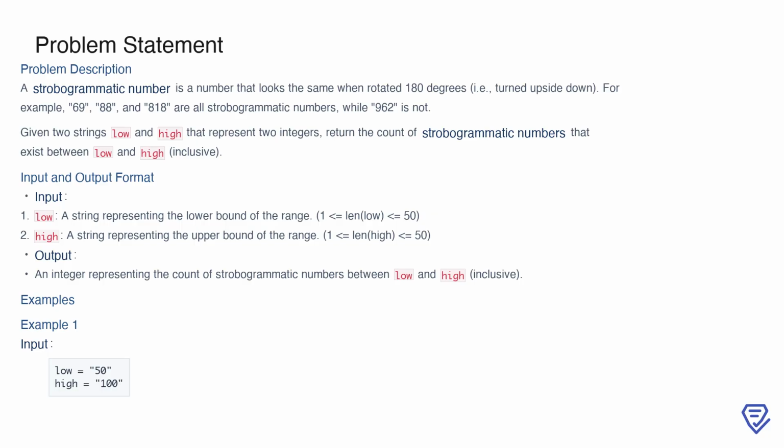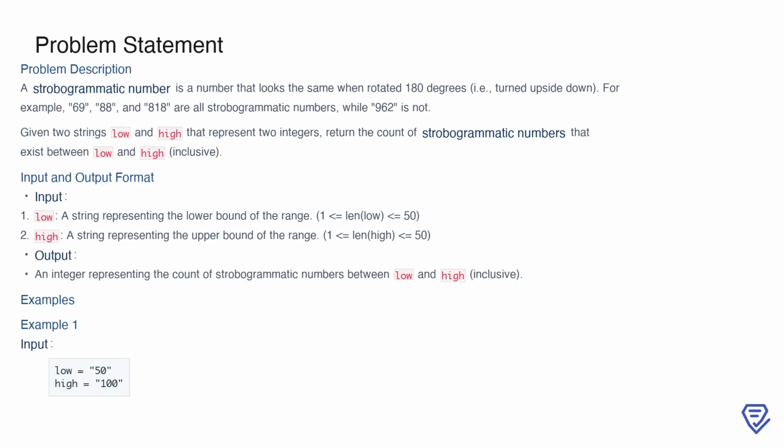In this problem, we are working with a special type of number called a strobogrammatic number. These are numbers that look the same even when rotated 180 degrees. For example, numbers like 69, 88, and 818 remain unchanged when flipped upside down, while a number like 962 does not. The task here is to find how many such strobogrammatic numbers exist within a given range.